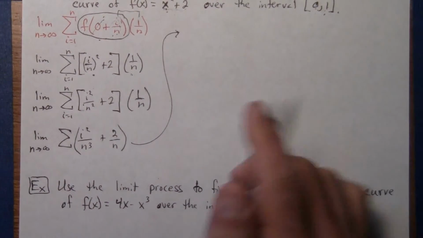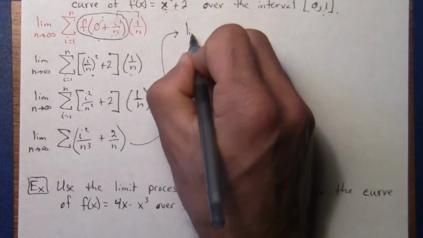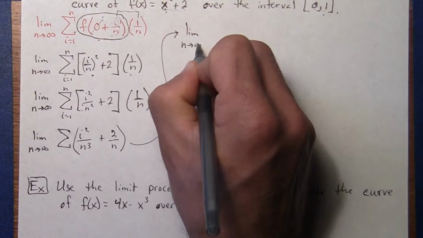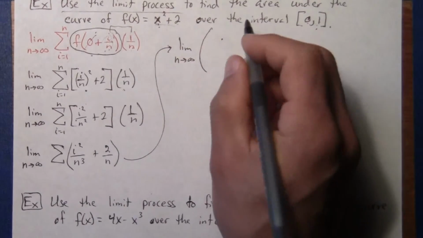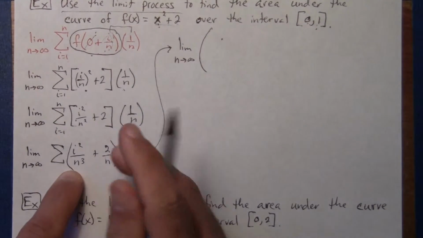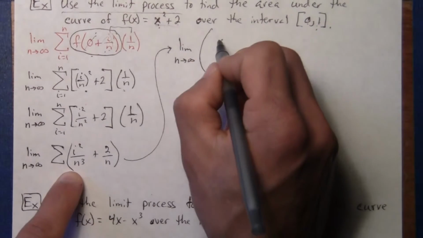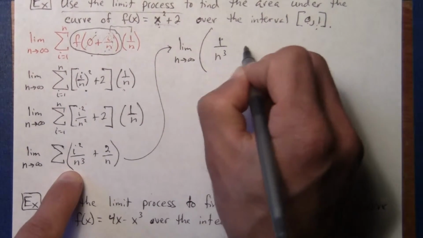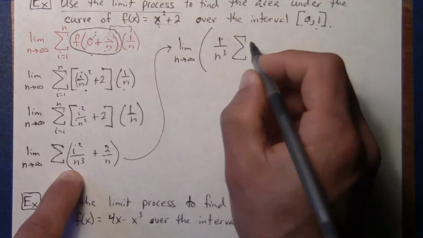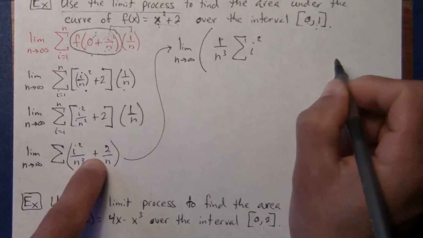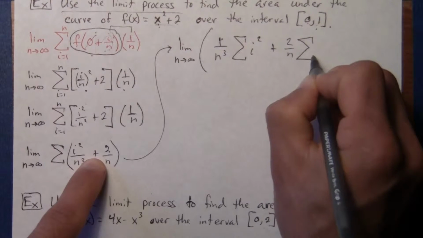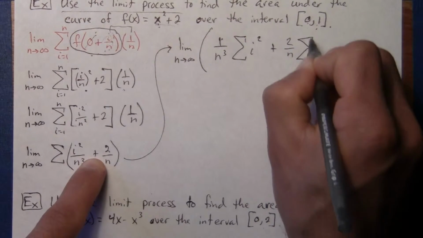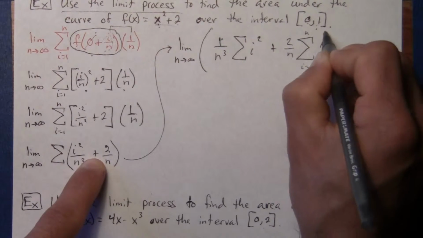And then from there, I'm going to break them apart. So now I've got the limit as n approaches infinity, parenthesis here now because I'm splitting these apart, it's going to be the sum of, and if you want to save yourself a step, I'm going to be factoring out the 1 over n cubed so that I have the sum of just i squared left, plus I would factor out the 2 over n, and that technically would leave me with the sum of just 1.